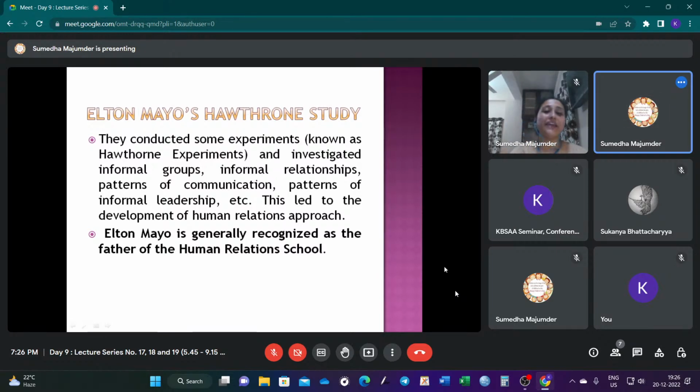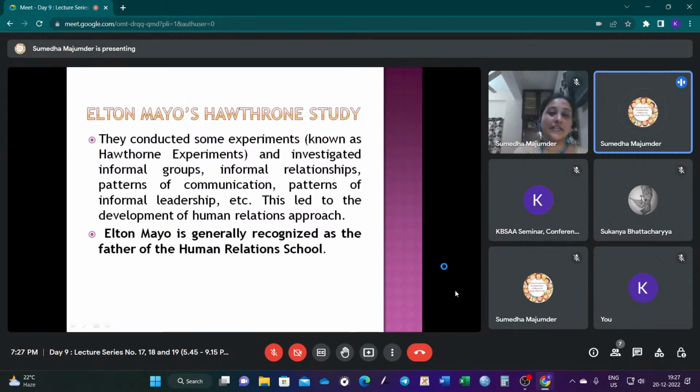So that is why the Hawthorne study actually inferred that not only the compensation structure but also the working environment has a positive or maybe a negative impact on the workers' performance.